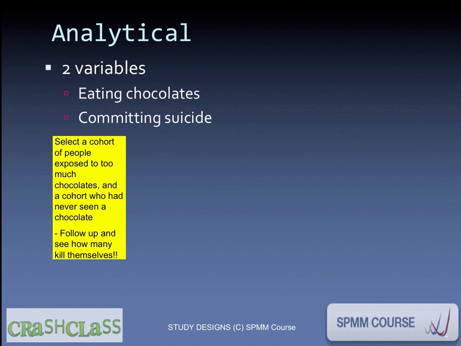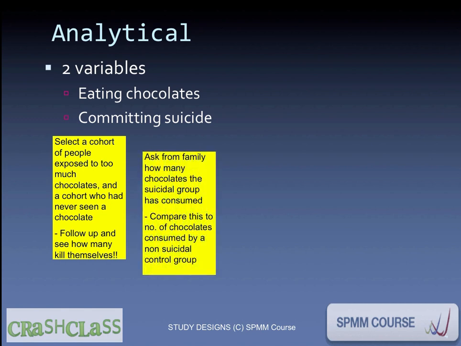Number one, I can select a cohort of people exposed to too much chocolates and a cohort of people who had never seen a chocolate in their life, and I can follow them up and see how many of them kill themselves. And if there is a difference between the two groups, then I can say there is a relationship between eating chocolates and committing suicide. What kind of study is this? This is a cohort study.